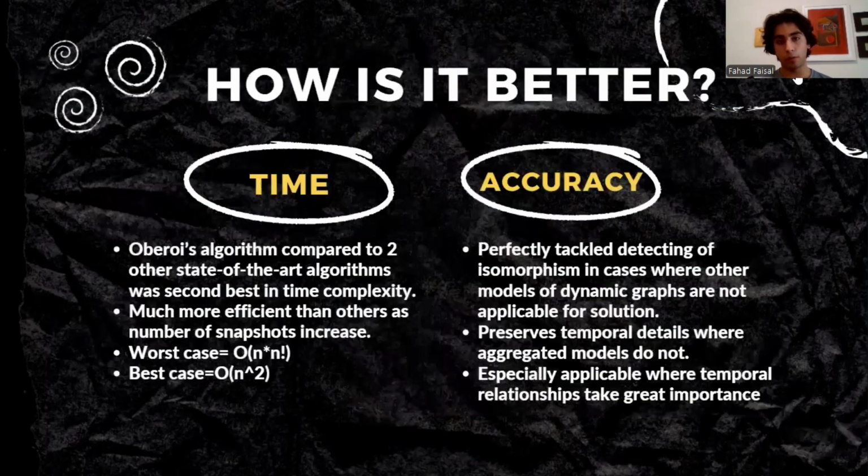Now, how is this better than the previous solutions? If we talk about time complexity, Oberoi's algorithm was compared to two other algorithms, which are the temporal RI and Mackey's algorithm, both of which use an aggregated model to solve this problem. Now, Oberoi's solution stood in second place, and the best time complexity for him was n square, where n is the number of nodes in your dynamic graph. But the main aspect where Oberoi's solution shines is the accuracy of the graph. Basically, you can find accurate subgraph isomorphisms between each snapshot of the graph, and it is especially applicable in places where temporal relationships take great precedence.